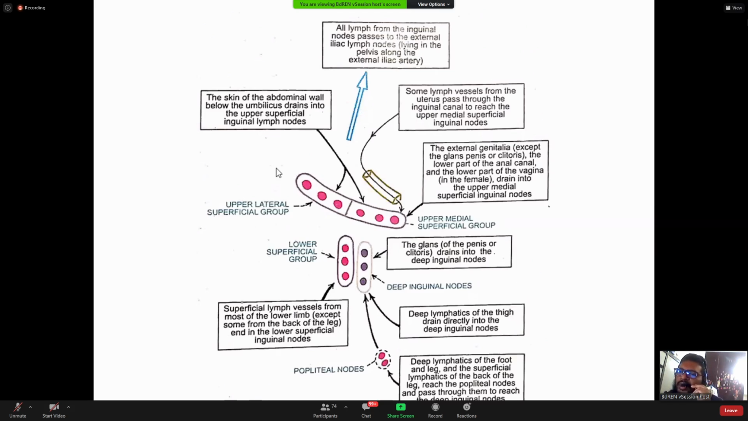But the skin from the abdominal wall below the umbilicus goes to the upper ones. Upper ones means both the lateral and medial. And the medial superficial one receives lymphatics from the external genitalia, the lower part of the anal canal and the lower part of the vagina, except the glans penis and clitoris, which go directly to the deep inguinal lymph nodes. So in short, this is the lymphatic drainage of the lower limb.